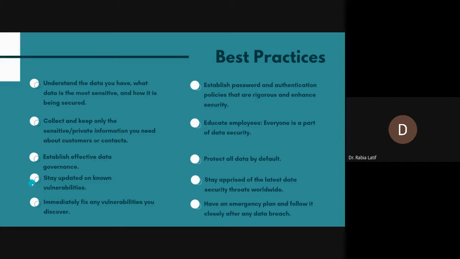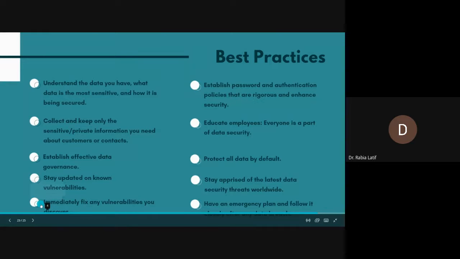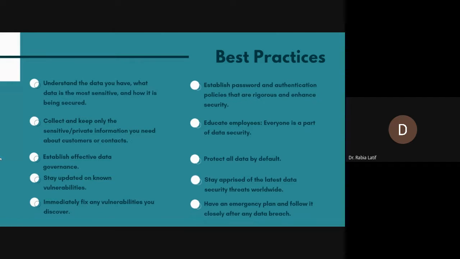And again, education is very important. Once you define the policies, you have to educate your employees. Stay updated on known vulnerabilities. There are many websites available online in which you can find different vulnerabilities. Immediately fix vulnerabilities you discover. Once you discover a vulnerability, immediately go and fix it. Like updates: whenever you receive updates, immediately go and install them.